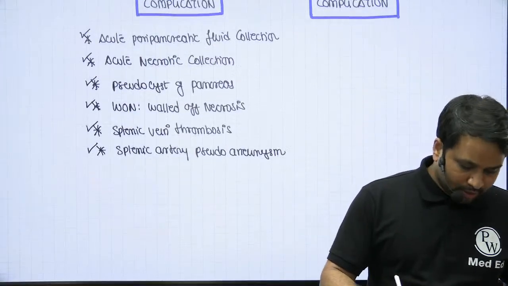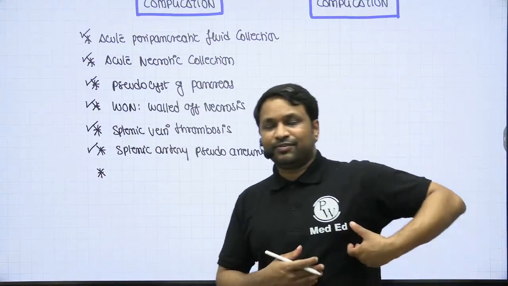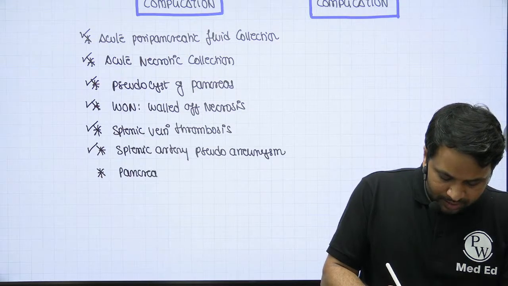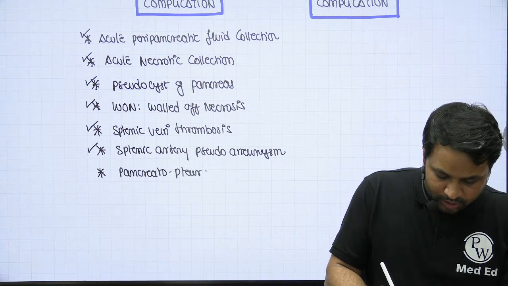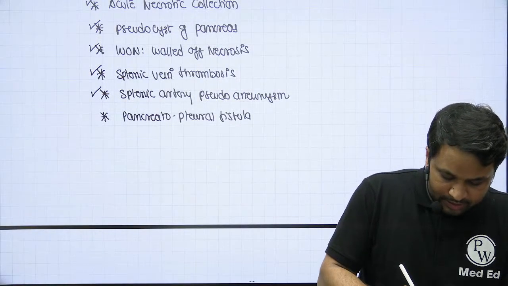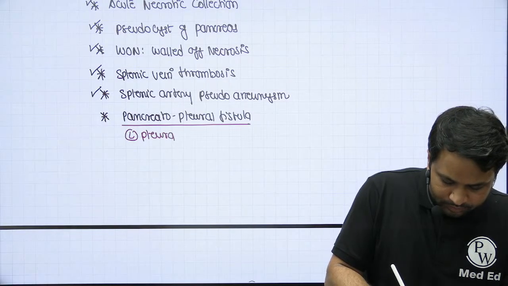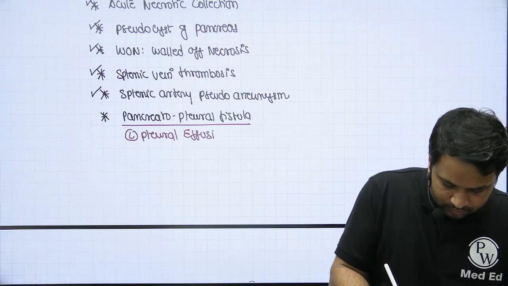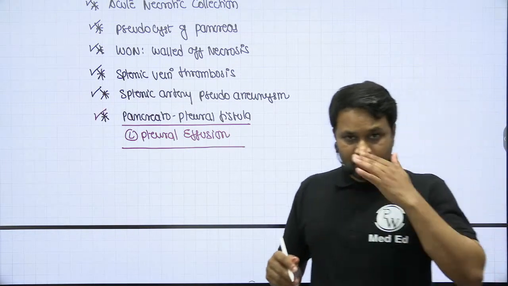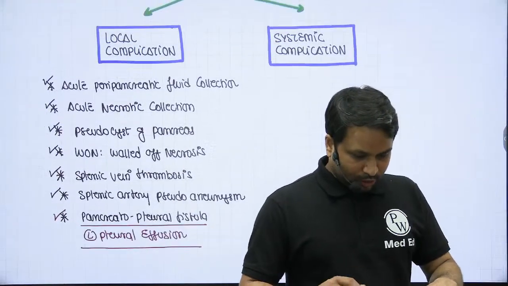artery pseudoaneurysm. It can also result in a fistulous communication with the left side of the thorax, so a pancreaticopleural fistula, and that is usually on the left side. This will result in a left pleural effusion. These are the local complications of acute pancreatitis.